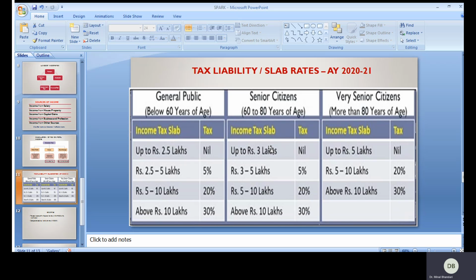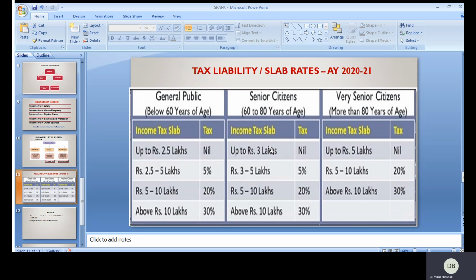Next one, that is rupees 5 lakh to 10 lakh, for that particular range, the tax liability is 20%, and above rupees 10 lakh, it is 30%.